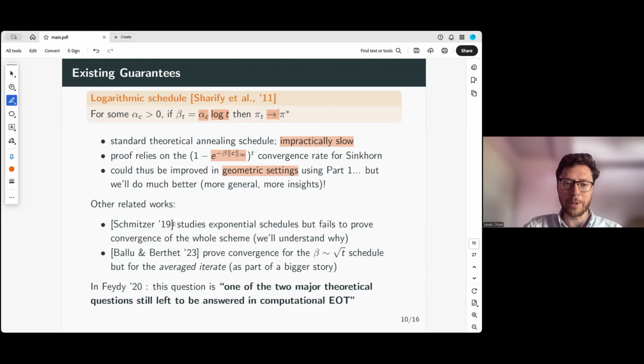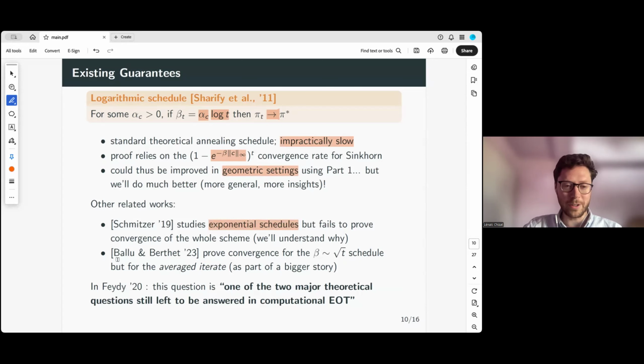There's a work by Schmitzer and co-authors, which studies exponential schedules, the ones which are used in practice, but he failed, he could not reach a proof of convergence to the whole scheme. And we'll see that it's normal that he couldn't, because in fact, it's impossible in general. It's always impossible to prove that exponential schedules converge to optimal transport solutions, as we will see.